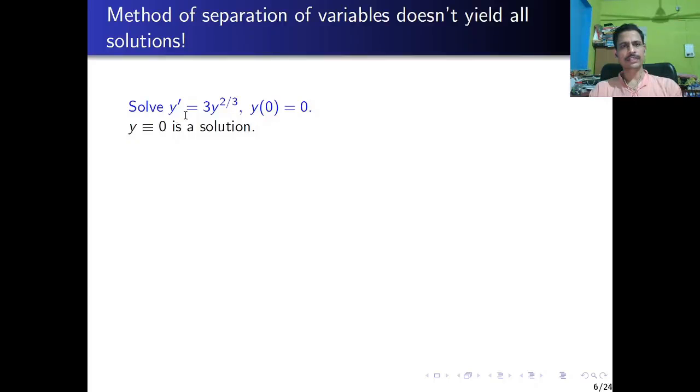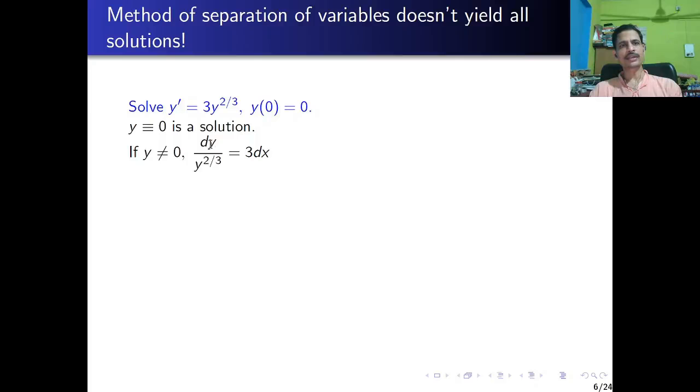So for this particular differential equation, you can clearly see that a function y equal to 0 everywhere on the domain is a solution. Because if it is everywhere 0, that means it is a constant quantity, so its derivative is 0. So y is equal to 0 on the right hand side and y dash is equal to 0. So it satisfies this differential equation, and also it satisfies the initial condition. So y everywhere 0 is a solution.